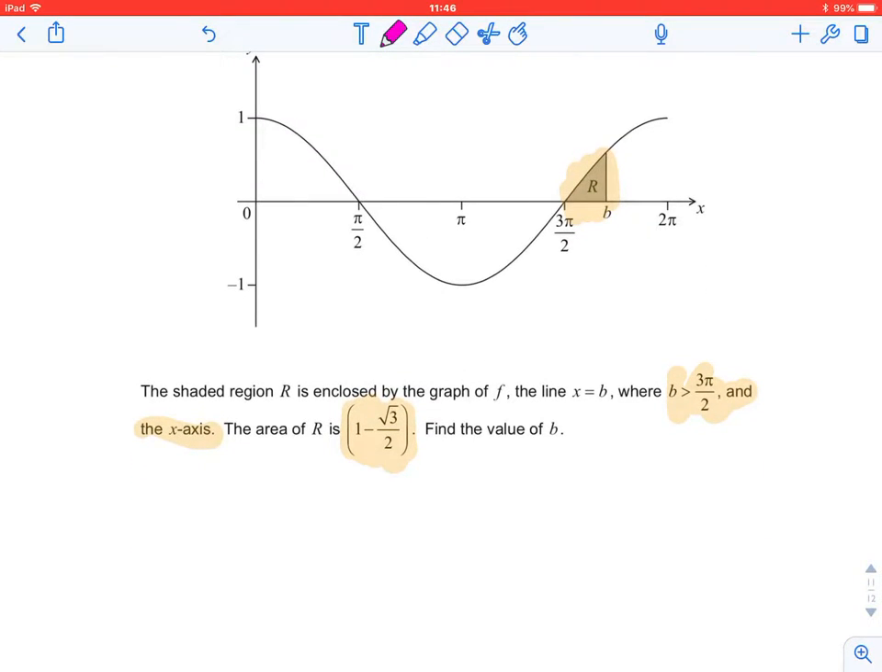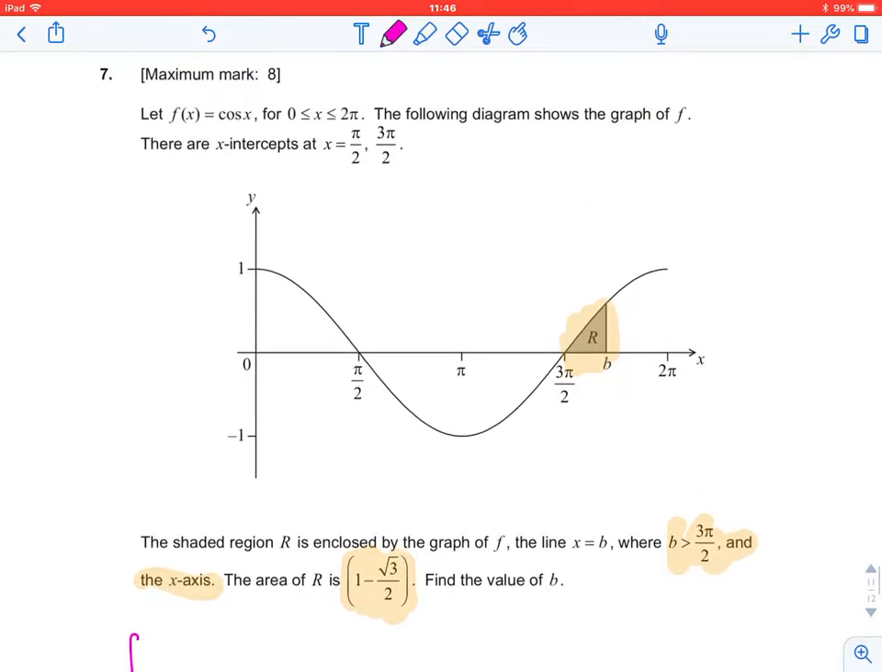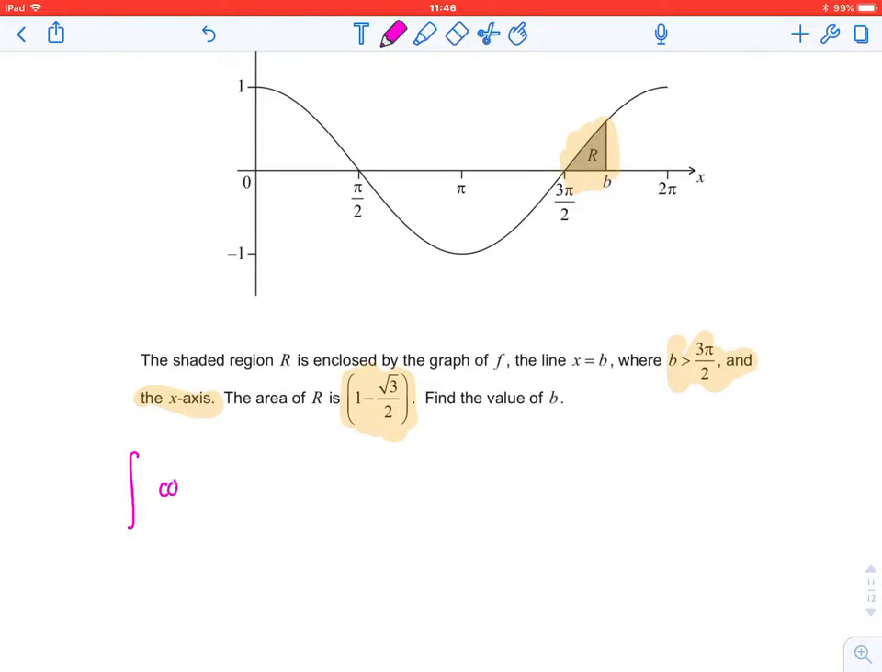So the first thing to jump out at you is that you are being asked to find the area of a region, which tells you that you're probably looking at an integral, specifically an integral of our function, which is cosine of x dx. And let's look at the limits of integration. We know that the bottom limit is going to be at 3 pi over 2. So we're going to put 3 pi over 2 as our lower limit. And we know we're integrating up to this value b, which is what we are being asked to find.